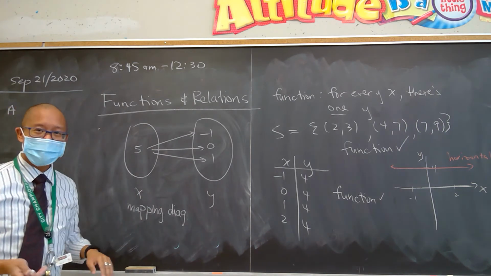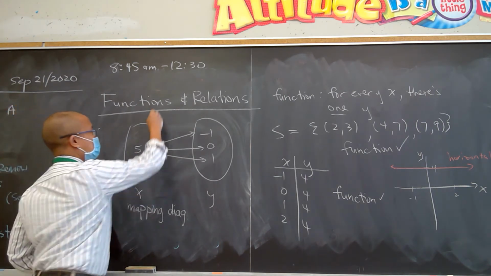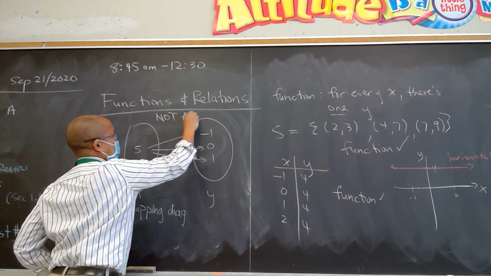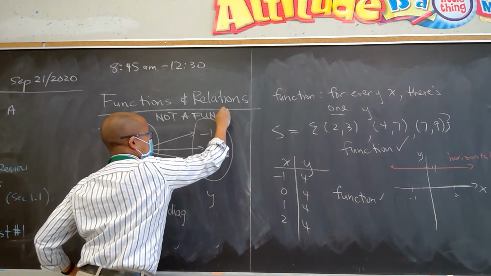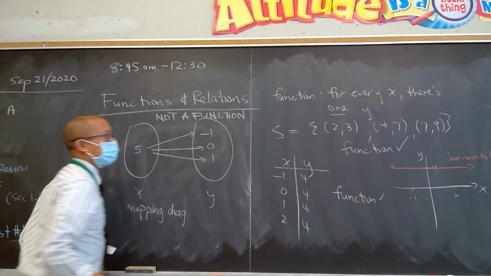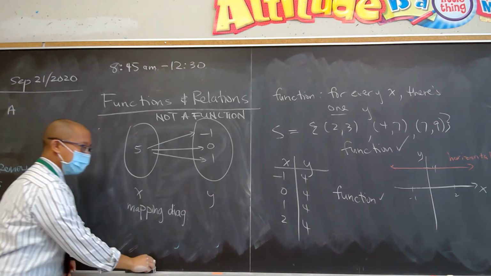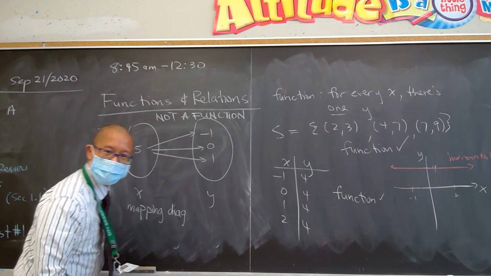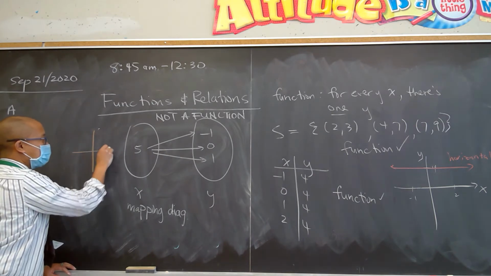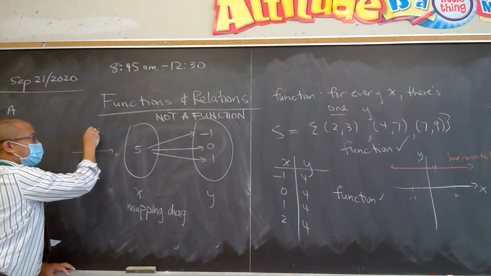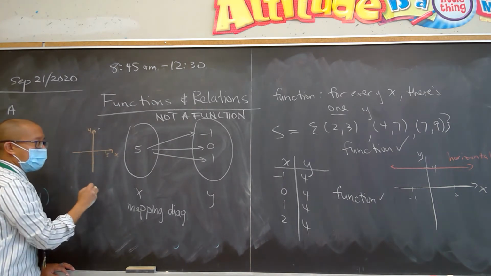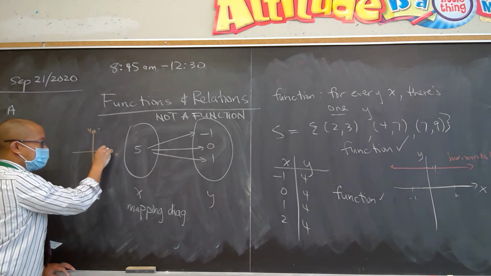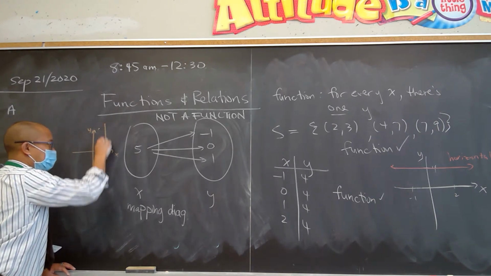But in the definition of mathematics, this is not a function. It's a relation. Right? And if we were to graph this in orange chalk, let's see if I'm still on the screen. Yeah. What would this look like? And I'll get out of the way so I can see it. At 5, we get -1, 0, and +1.